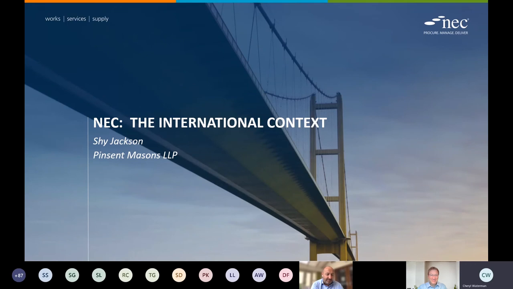He's a fellow of the Chartered Institute of Arbitrators, a fellow of the Institution of Civil Engineering Surveyors, and elected member of the Society of Construction Law Council. He writes regularly for industry publications, including the NEC newsletter, and contributes to construction law textbooks, and is a visiting lecturer at the Construction Law MSc course at King's College London, and the Masters in Business and Engineering at the University of Stuttgart. So Shai, after that introduction, I leave it over to you to take us through NEC in an international context.